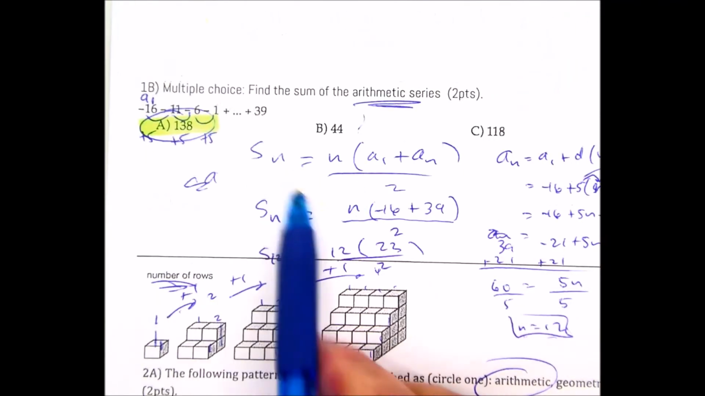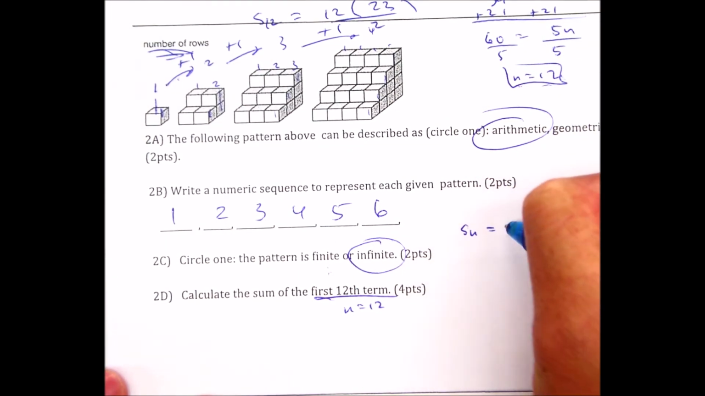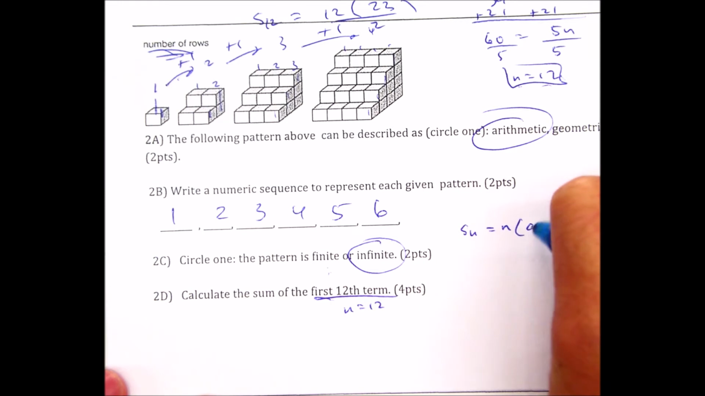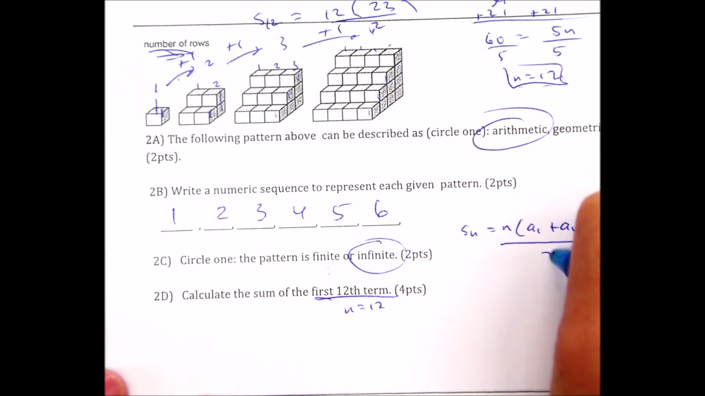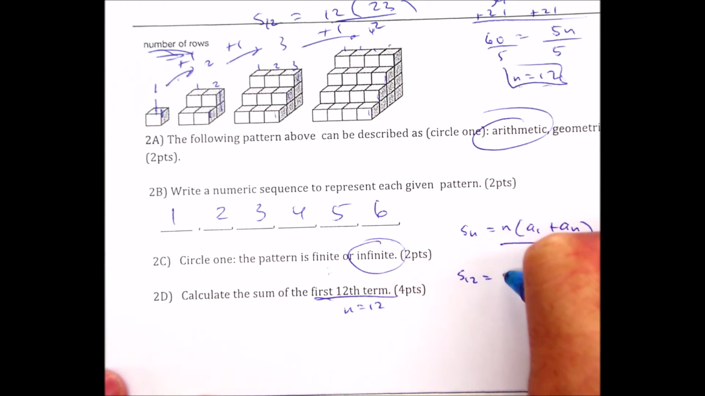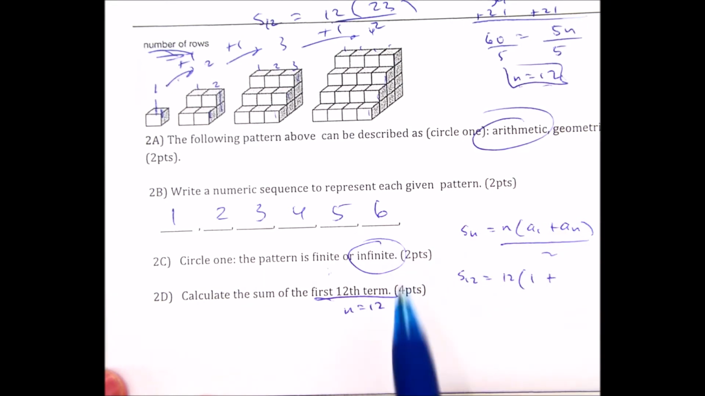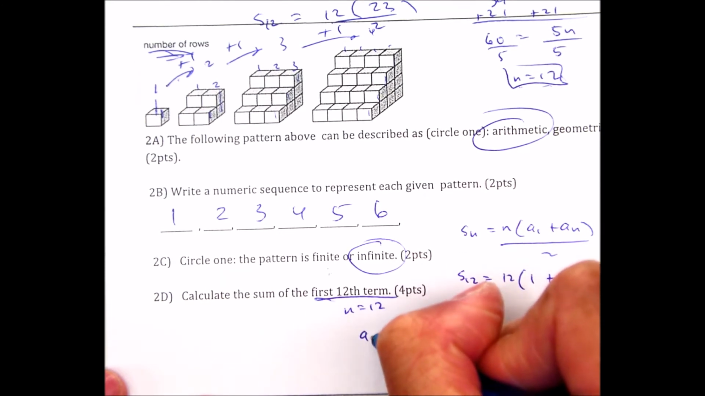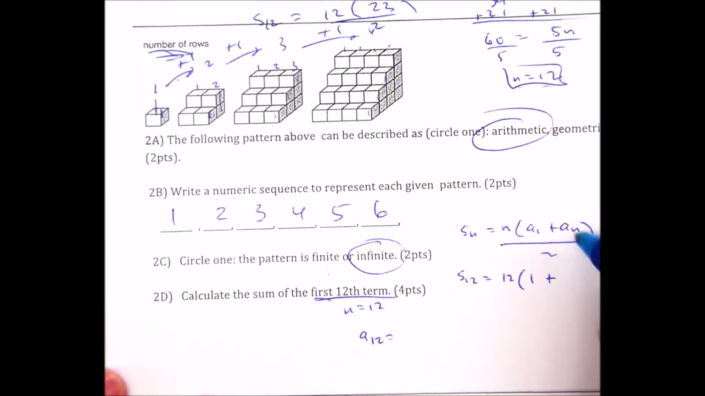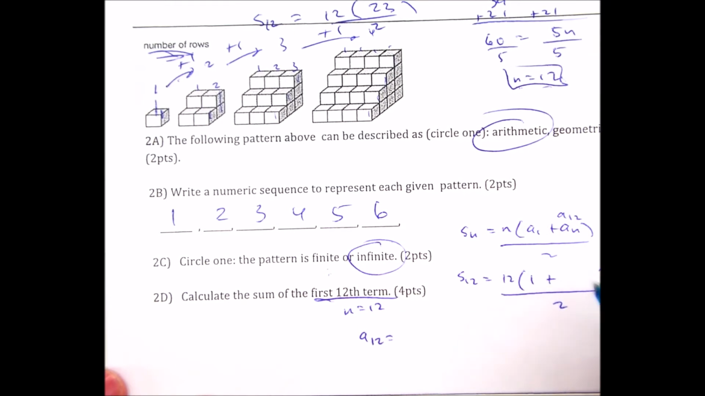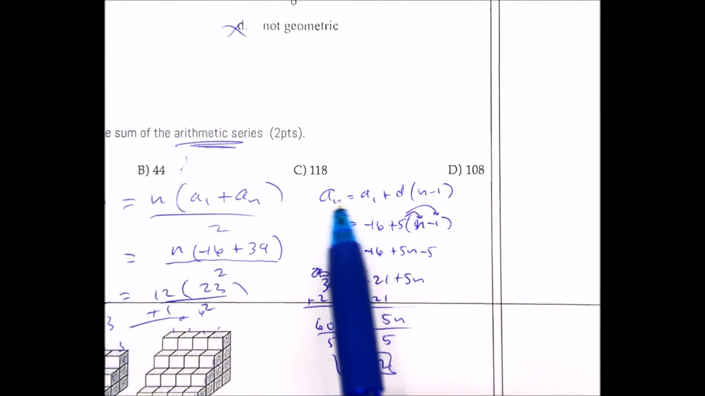You can use the formula above. Sn equals n times a1 plus an all over 2. And we're looking for the 12th term, so that would be 12 times the first one, which is 1, and your last one, which we need to find is a12. Right? I need the a12 one right here. Which you don't have. So you can use the formula we had above here.